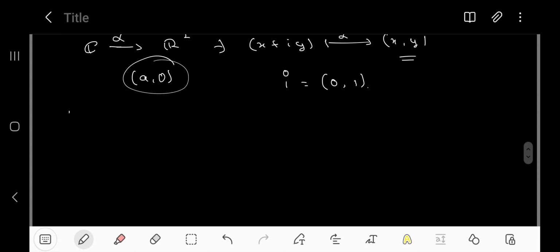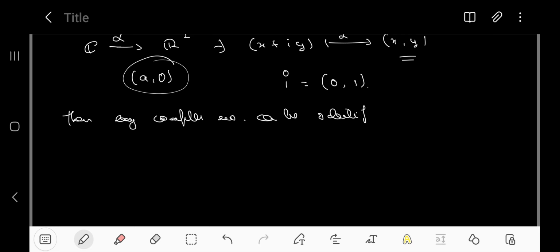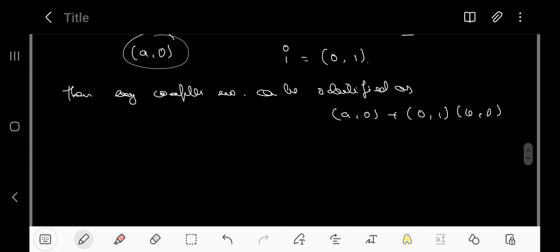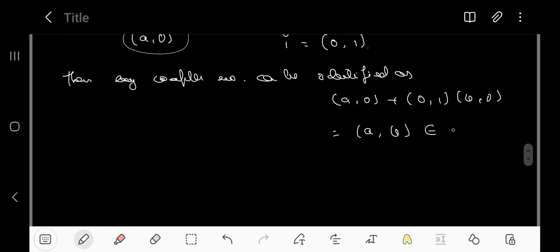Notice that then every complex number can be identified as a real number A times 1, plus iota, which is the coordinate (0, 1), times a real number B. If you apply the usual addition and multiplication, this will surely be of the form (A, B), and this can be plotted in R2 by plotting A along the x-axis and plotting B along the y-axis.